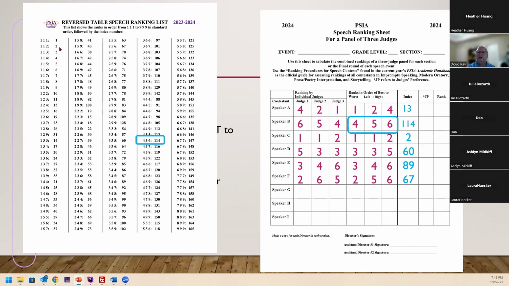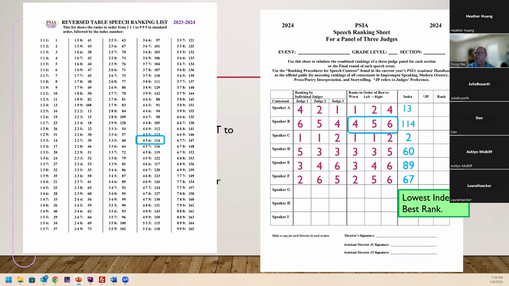The index here, you can see, straight ones would be the best a speaker could get. That's a number 1 index, which is the best possible, right? So the lower the index, the better the rank. The lowest index is the best rank. And so the lowest index among these is a 2. So that person is going to get first place. The next index is a 13. So that person is going to get second place. And so on. And that's how you create that.